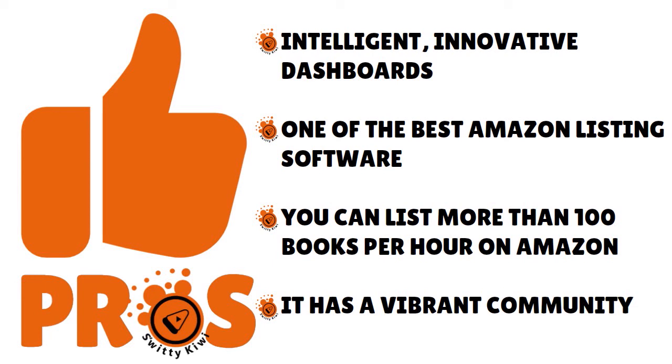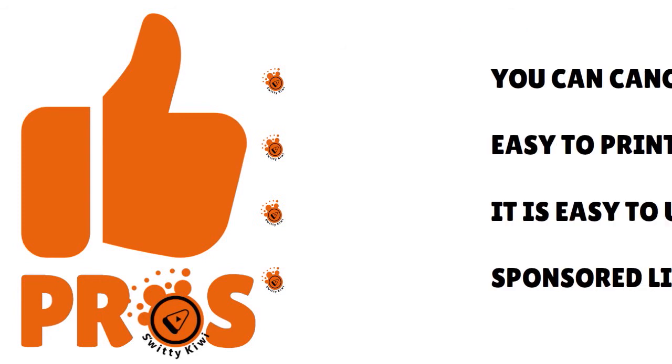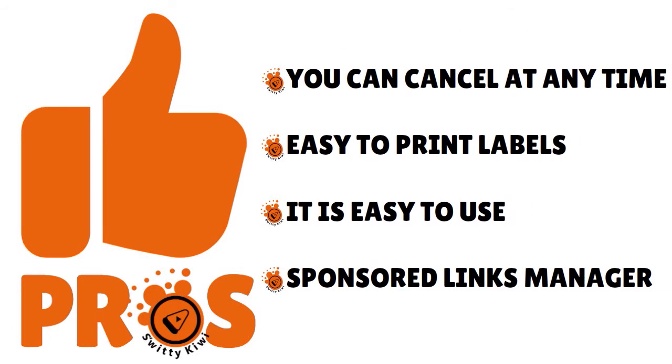You can list more than 100 items per hour on Amazon. Okay, and ScanLister has a vibrant community. That's really good. You can cancel at any time. You have easy to print labels. It's easy to use, and they also have a sponsored links manager.